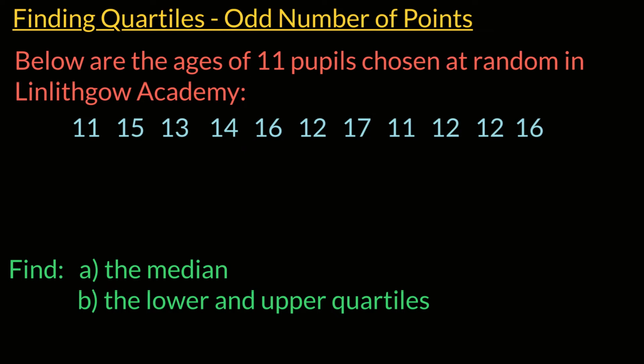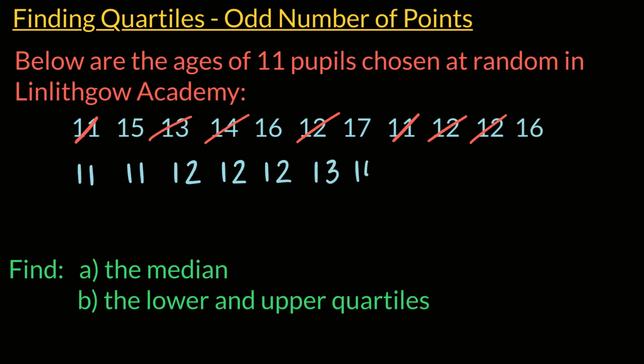So our lowest number is number 11, and we have two 11s. So if we rewrite that underneath, then for number 12, we have once, twice, three times. Just one 13 and one 14. One 15, two 16s and a 17.